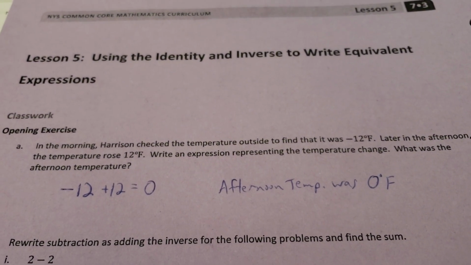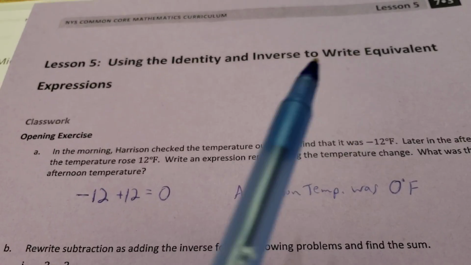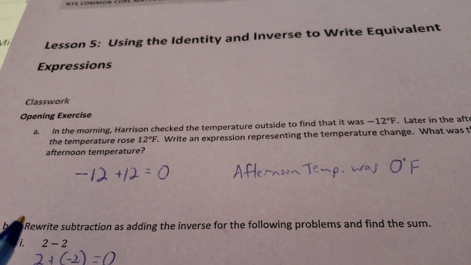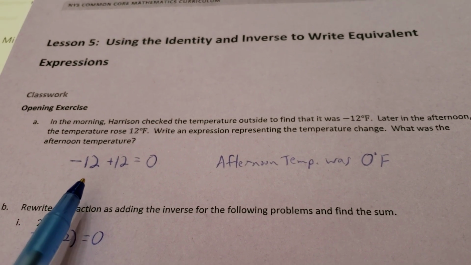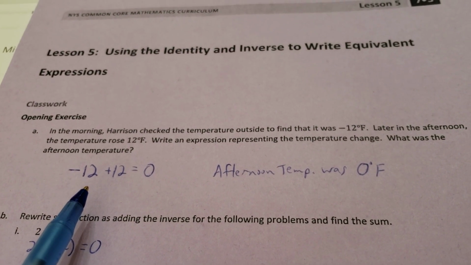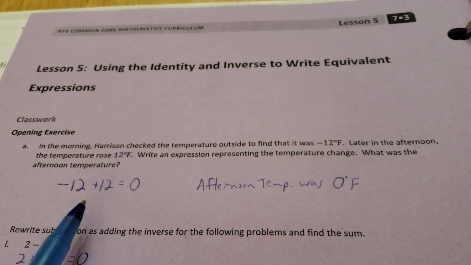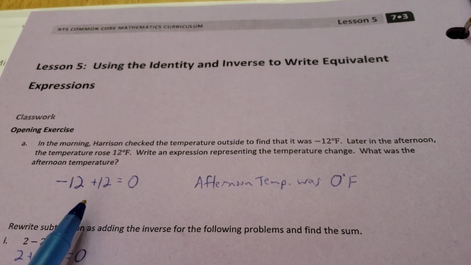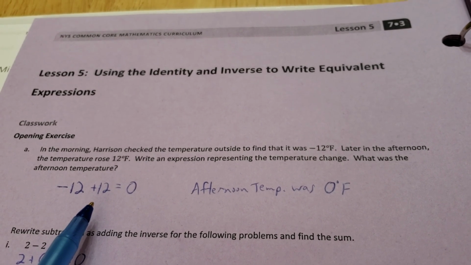All right. Lesson 5 today, using the identity and inverse to write equivalent expressions. All right, so we'll take a look at what we have here today. In our first example, it says, in the morning, Harrison checked the temperature outside to find that it was negative 12 degrees Fahrenheit. Kind of like what we've had lately around here. Later in the afternoon, the temperature rose 12 degrees Fahrenheit. Write an expression representing the temperature change.